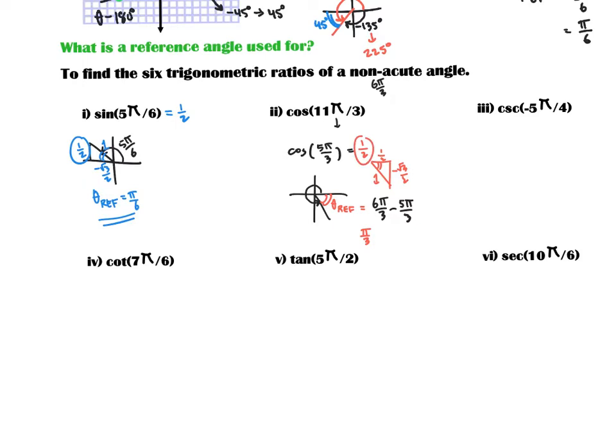Okay, let's look at cosecant of negative 5 pi over 4. First, what we should do is find a positive coterminal angle to negative 5 pi over 4. So let's take negative 5 pi over 4, and let's add 2 pi, so that would be 8 pi over 4. Now notice what I did there. This is equivalent to 2 pi. If I add those two together, I get 3 pi over 4.